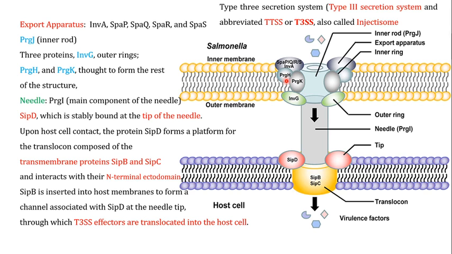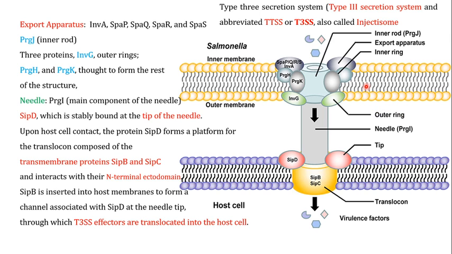One is known as the PrgH, and the other one is known as the PrgK, and these proteins are actually making the inner ring-like structure over here, as you can see here. Then you have this protein which is known as the InvG, and this InvG is present on the outer membrane side of the Salmonella, and it is known as the outer ring.